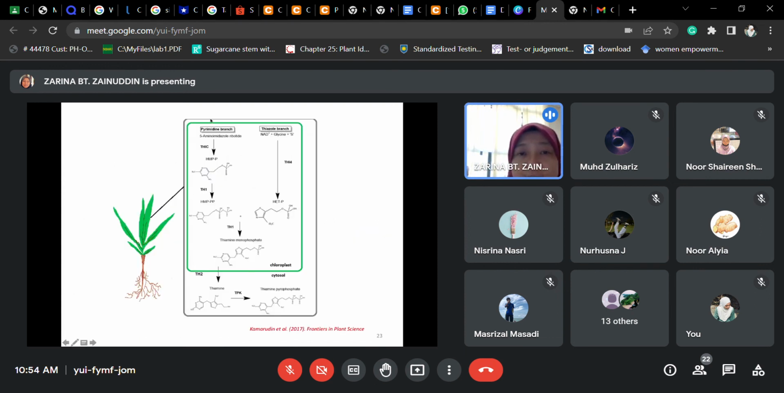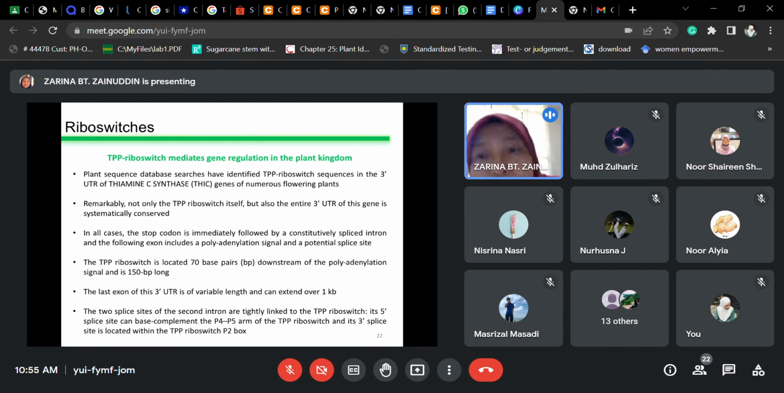Okay, so Thi-C is involved in the production of thiamine. We just show this picture to show where the function of Thi-C is. So Thi-C is actually involved in the pyrimidine branch. The production of thiamine involves two branches. One is the pyrimidine branch and the other is the thiazole branch. So to produce thiamine pyrophosphate, TPP. So this is TPP. Okay, so they found the TPP riboswitch in the 3' UTR of thiamine C genes.